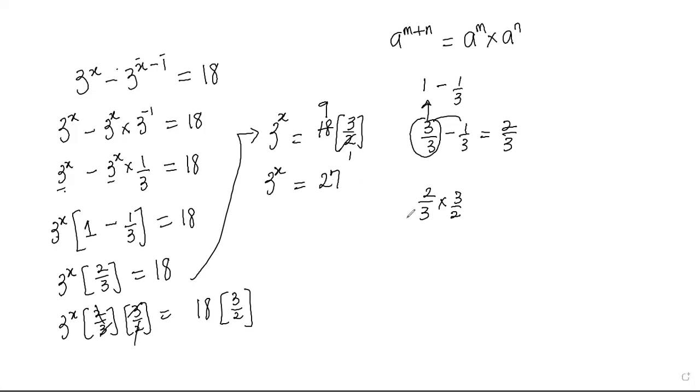And of course, you remember you can write 27 in base 3 as 3 raised to the power 3. So therefore, 3 to the power x is equal to 3 raised to the power 3. And now this 3 can cancel out this 3, so you equate the exponents. So finally, our answer is x is equal to 3.